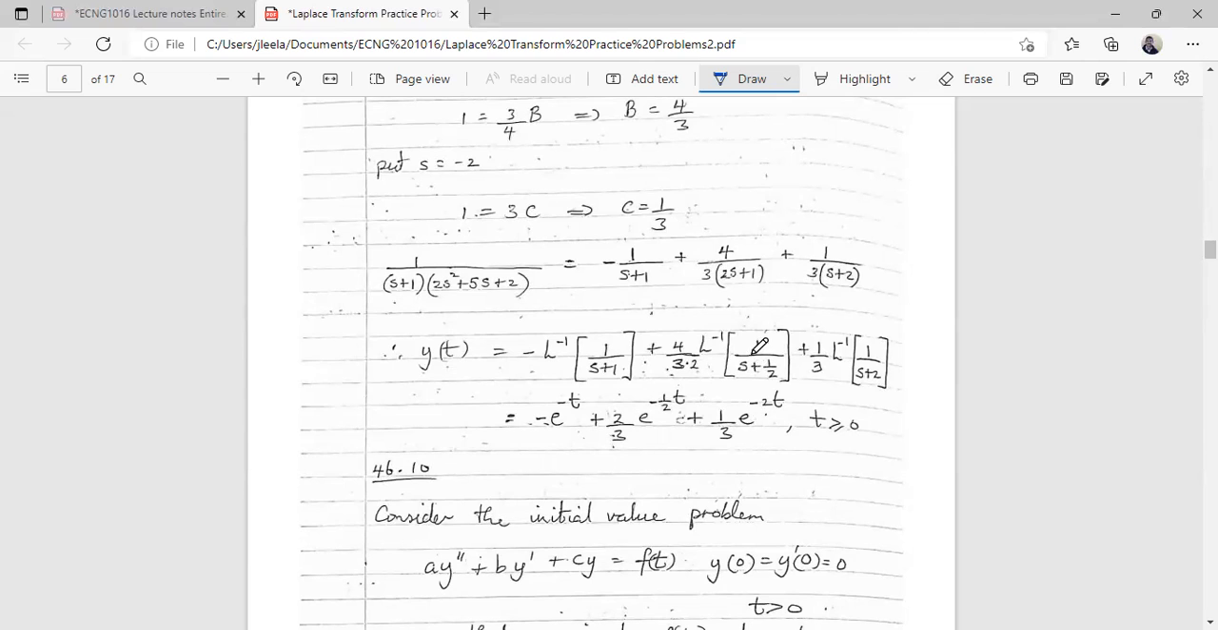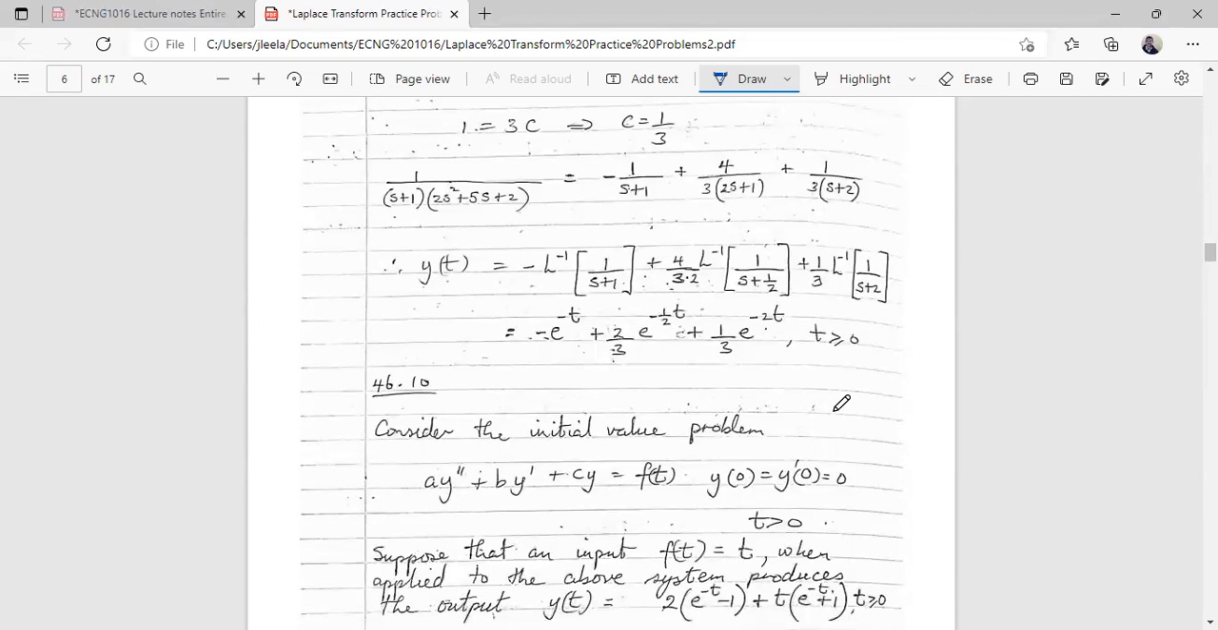Right? So this here would be minus e to the minus t. This is 4 over 6, which is 2/3 e to the minus a half t plus 1/3 e to the minus 2t for t greater or equal to 0. Right? So that is the initial value problem.